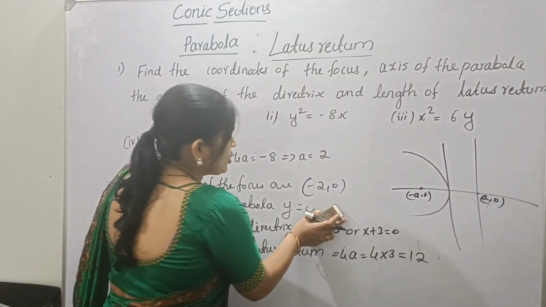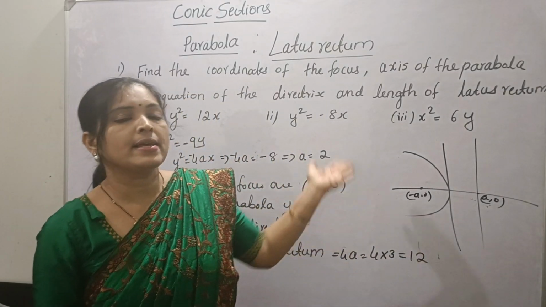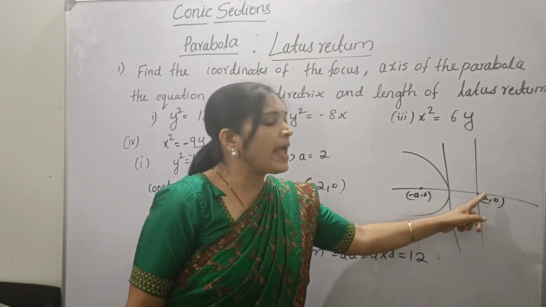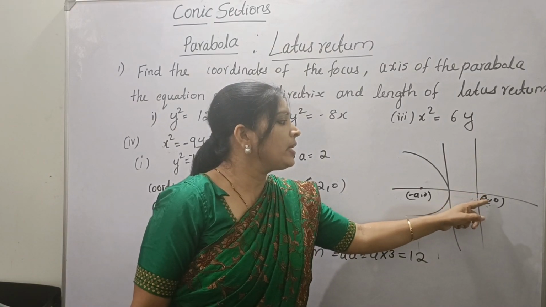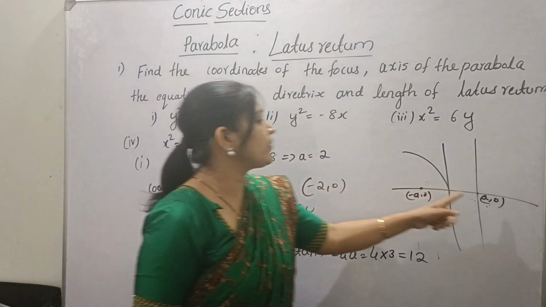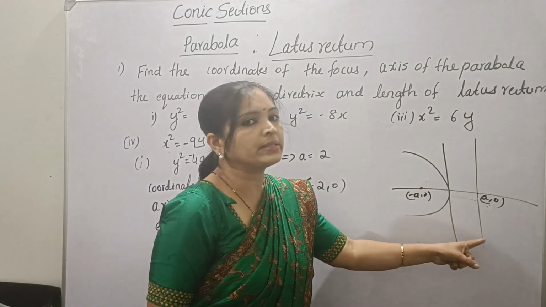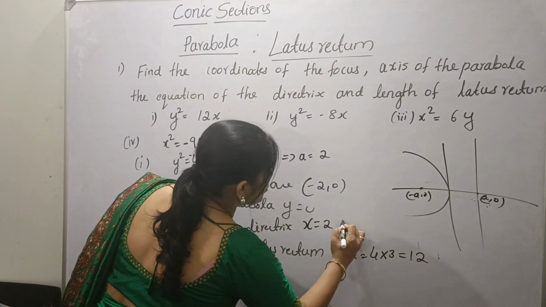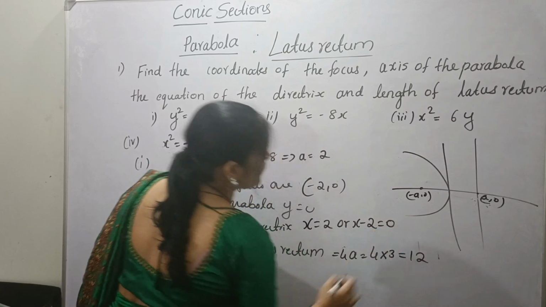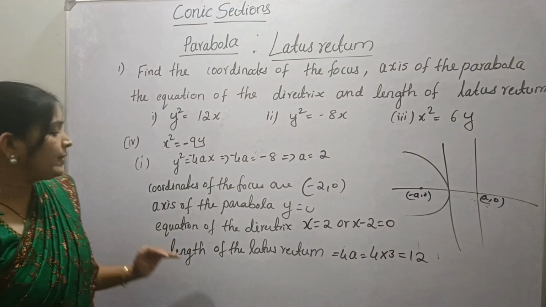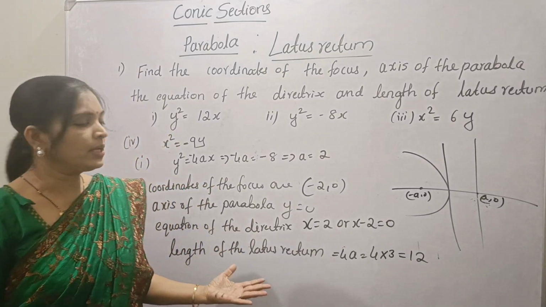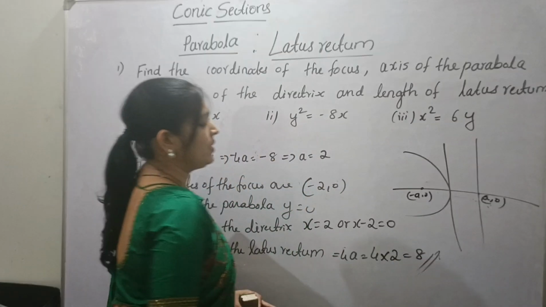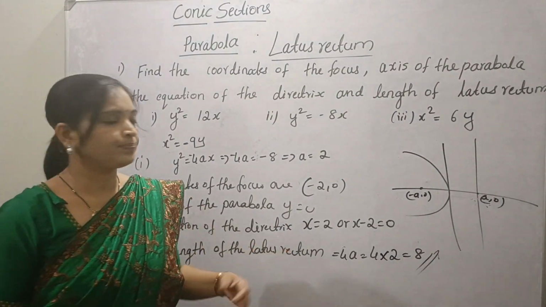Next, the equation of the directrix. The directrix is on the positive x-axis. Therefore, here the directrix point is a, 0, where a is equal to 2. Therefore, 2, 0. So we can write the equation of the directrix as x is equal to 2, or x minus 2 is equal to 0. Next, the length of the latus rectum. The same thing, 4a, 4 into 2, that is 8. The length of the latus rectum is equal to 8.